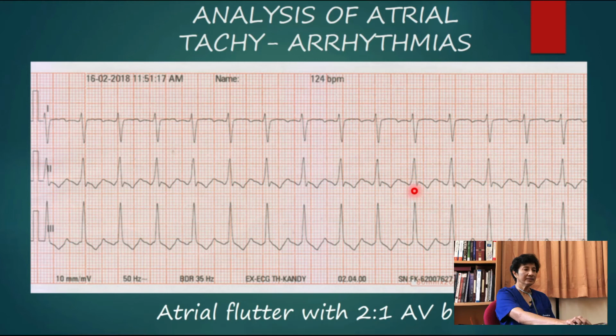Once we control the rhythm and patient is in sinus rhythm, there is no 2:1 AV block. Only during the atrial flutter, you can see this functional 2:1 AV block. Therefore, you can manage this patient with either rhythm controlling or rate controlling drugs. Or if the patient is hemodynamically unstable, you can manage the patient with direct current cardioversion.